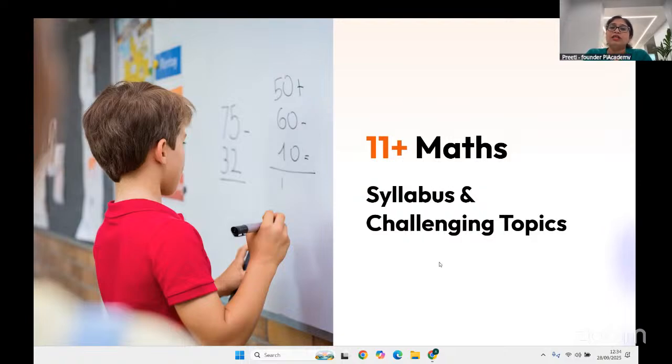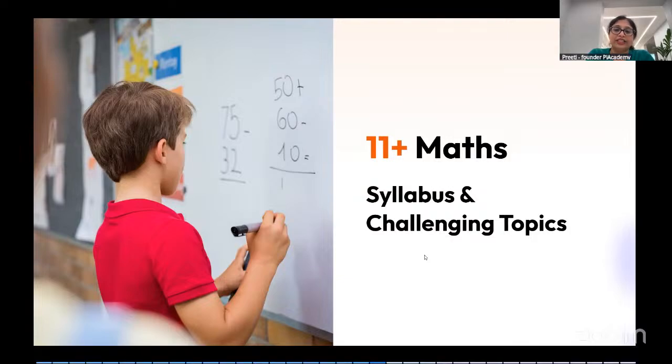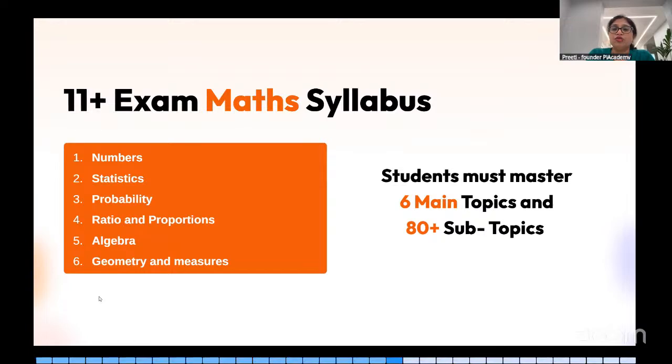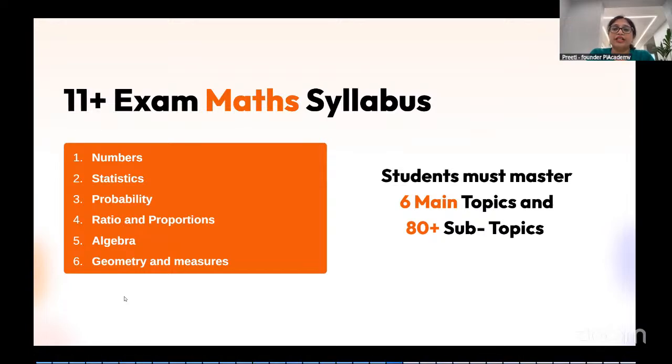So this is pretty much about the Pi Academy, and now I will deep dive into the 11 plus math syllabus. Pretty much the structure is going to be the same as Ishita has explained earlier. So let's get started now. By the way, if you have any questions, we are opening our question and answer session in about 15-20 minutes from now. So you can keep all your questions ready and we are more than happy to answer them.